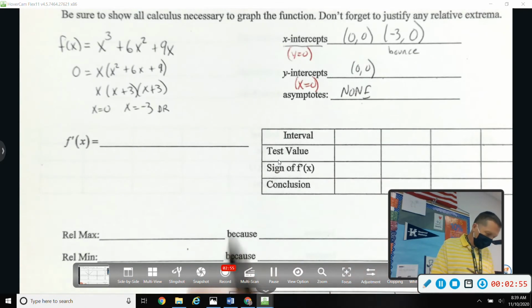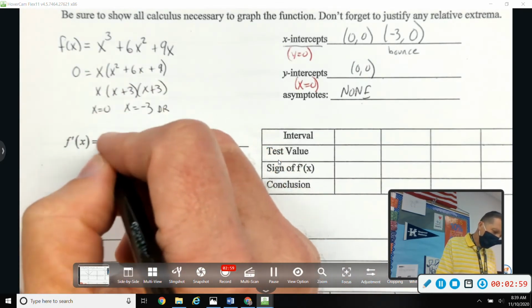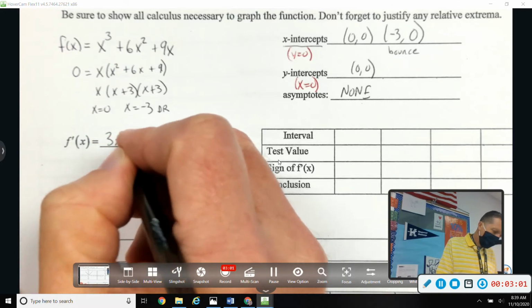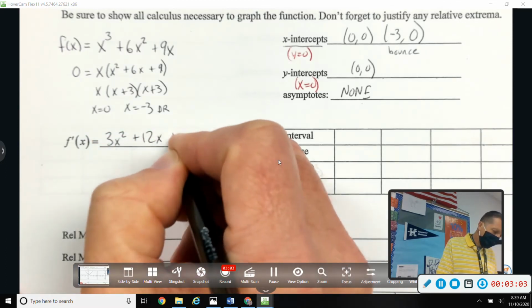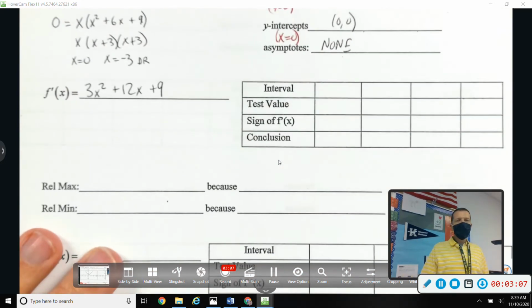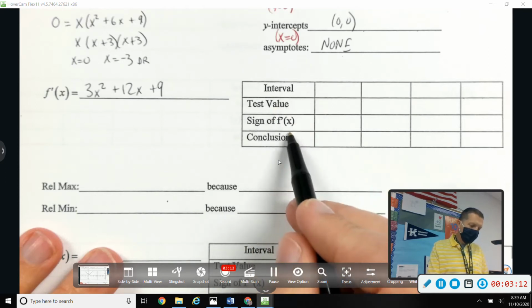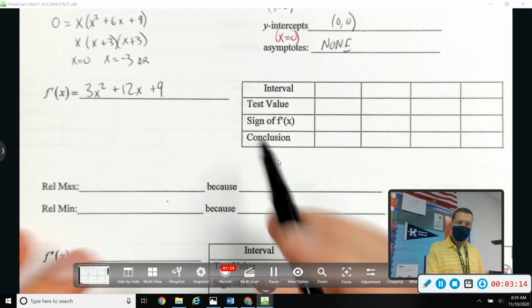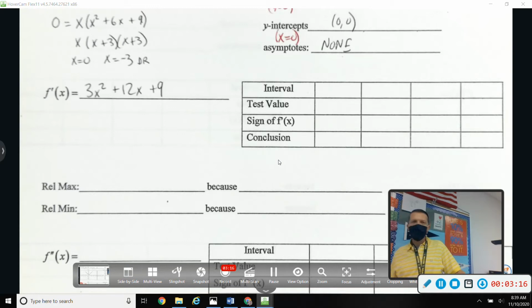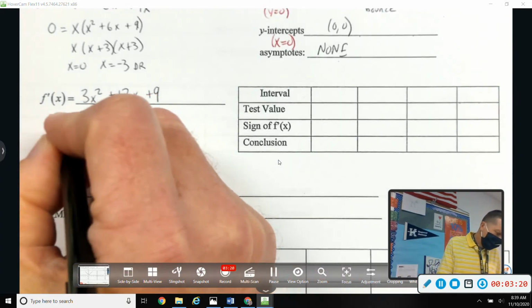But now we're going to do some calculus. So first derivative would be 3x squared plus 12x plus 9. And we want to get some intervals. So we want to do all the first derivative stuff. Increasing, decreasing, max and min. All that stuff. So let's set it equal to 0.